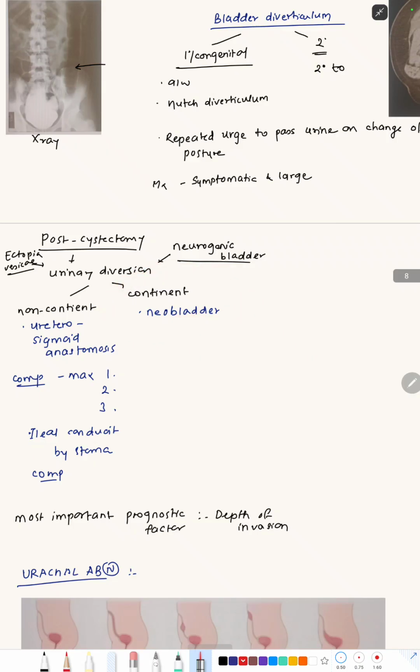The most important prognostic factor for bladder cancer is the depth of invasion, that is, the T stage, right? The T stage basically talks about the depth of cancer. So T1 is lamina propria, T2 invades the muscularis, T3 goes into the perivesical structures, and T4 into the adjacent structures. So the depth of invasion is important.